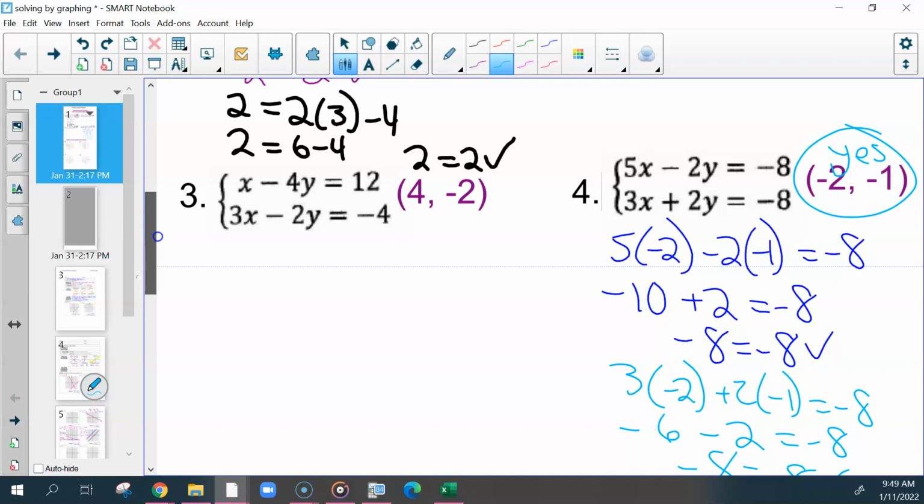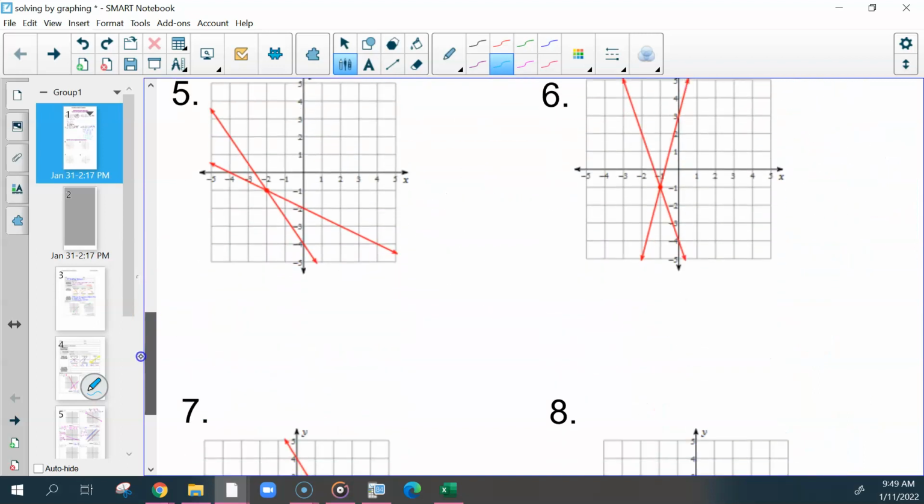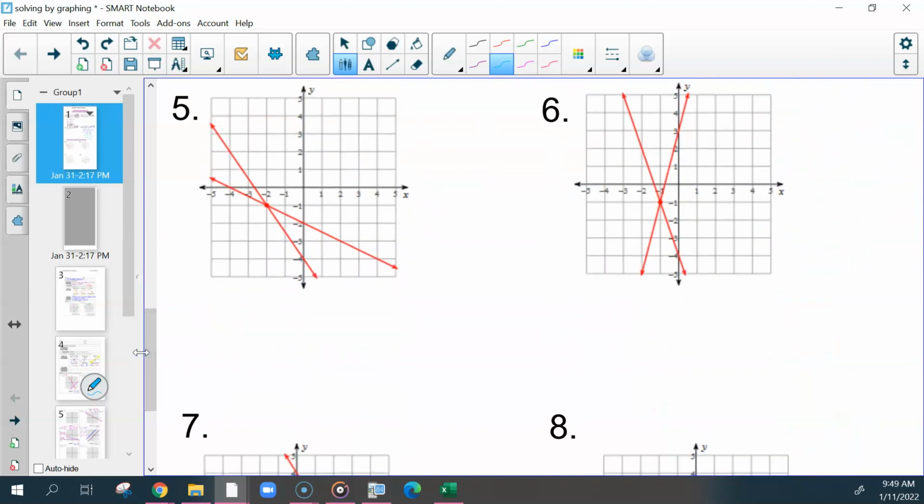In a minute, I'm going to let you try the other two, but first look at the bottom 4. These are now graphs for you, and you have to state what the solution is. For 5, what would that solution be? Negative 2, negative 1. What about for 6? Negative 1, negative 1.